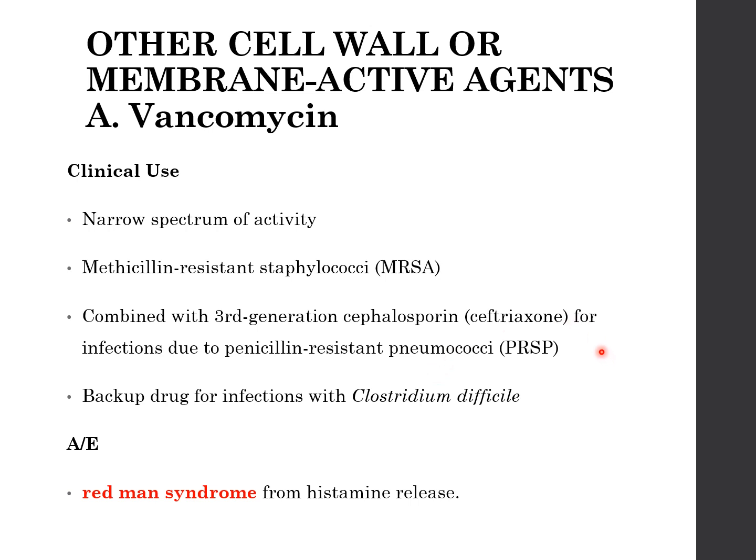Other cell wall or membrane active agents like your vancomycin. So vancomycin is a narrow spectrum antibiotic which is used for methicillin-resistant staphylococci. This is combined with a third-generation cephalosporin like your ceftriaxone for infections due to PRSP, the penicillin-resistant pneumococci. And your vancomycin can be a backup drug for infections with Clostridium difficile. Adverse reaction: the Red Man syndrome, which is due to histamine release.